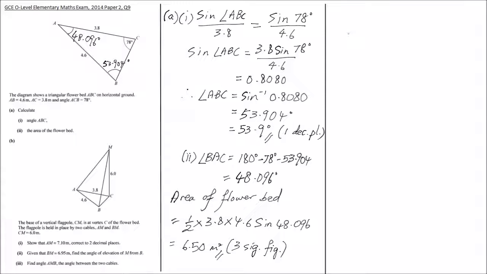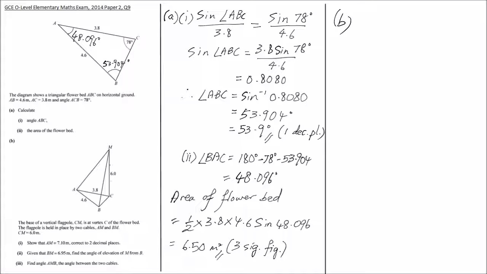Now let's look at part B. Let's first read the question. It says, the base of a vertical flagpole CM is at vertex C of the flower bed. So this is the flower bed here, and there's a vertical flagpole here, 6 meter tall. The flagpole is held in place by two cables, AM and BM, and CM is 6.0 meter. Part 1, show that AM is 7.10 meter, correct to 2 decimal places.